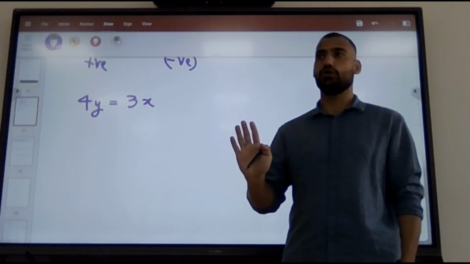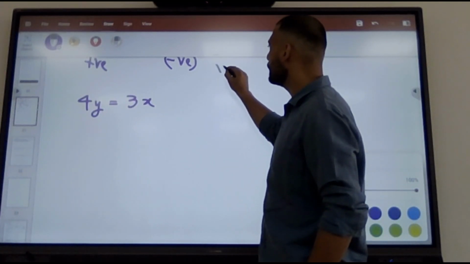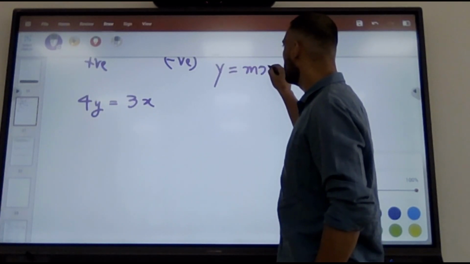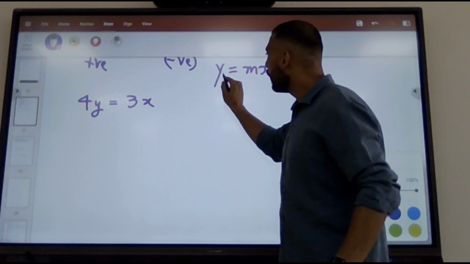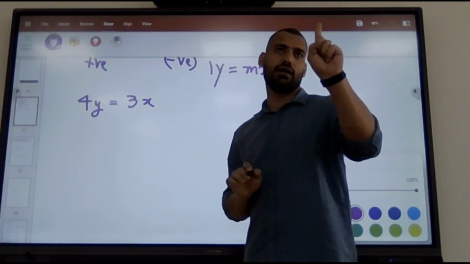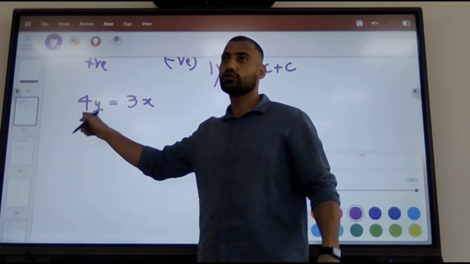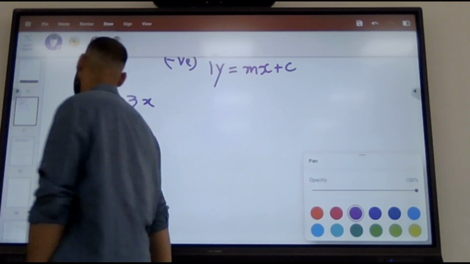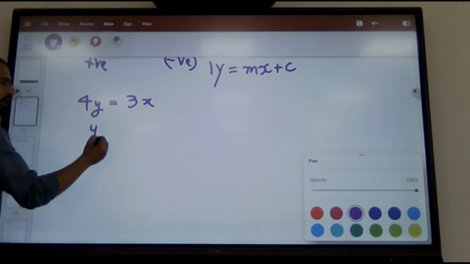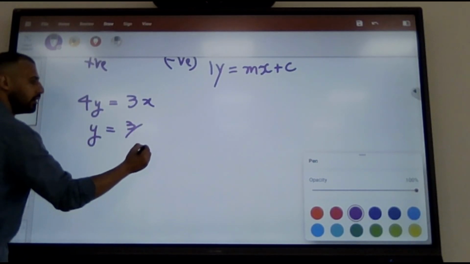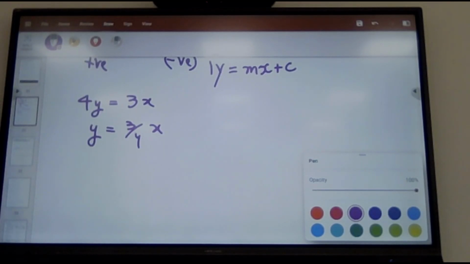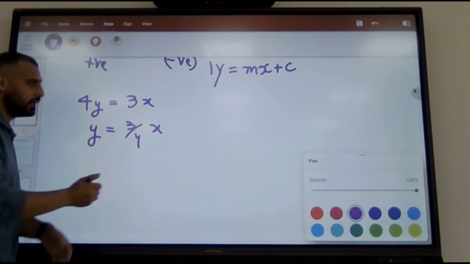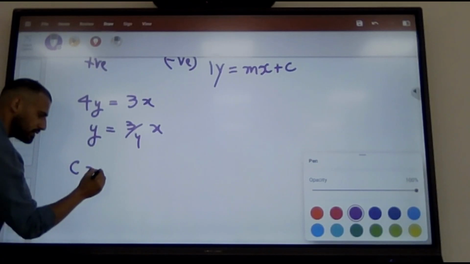So first of all, as I told you, you have to compare it with which equation? Yes, y is equal to mx plus c. Now, if you look at this equation, very important: y has a coefficient of 1 here. So this 4 should be eliminated. How do you eliminate it? Divide both sides by 4. Very good. So that will give me y is equal to 3 upon 4 times x. Is that fine? What is the intercept? 0, yeah. So here we are seeing that the intercept is 0.